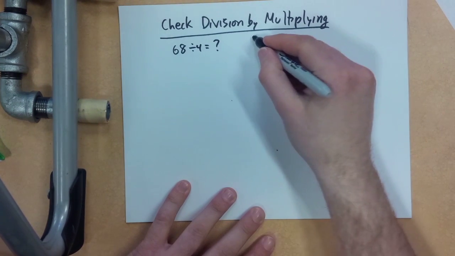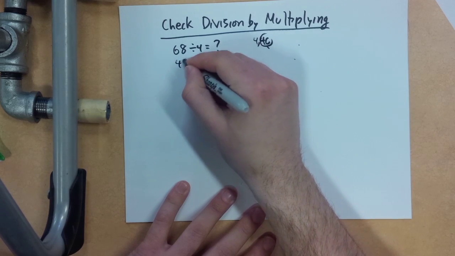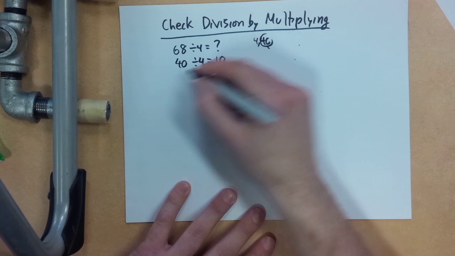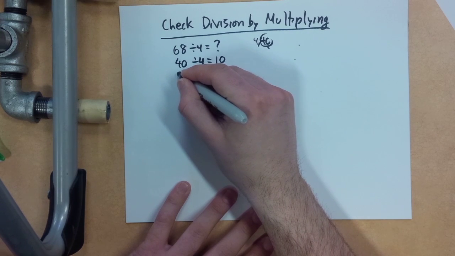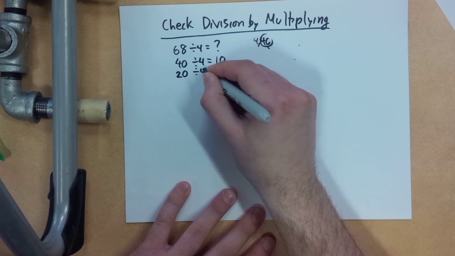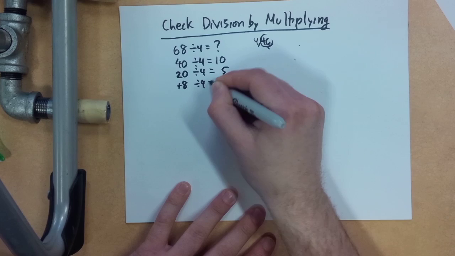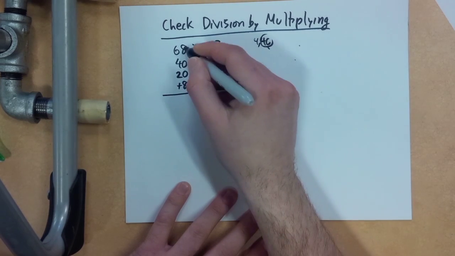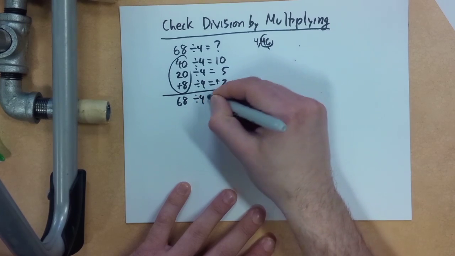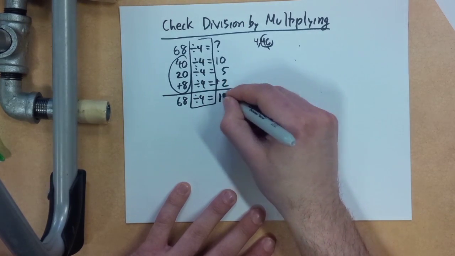So first things first, I'm going to skip count and solve this. Just like the other ways with the breakdown method, 40 divided by 4 is 10. That leaves me 18 left. I add 20 divided by 4 is 5, so that's 60. And I'm going to add 8 divided by 4, which is 2. Okay, so I've broken 68 down into this. If I add it together, I get 68. My action is always the same, which is the beautiful thing. And my answer is clearly 17.